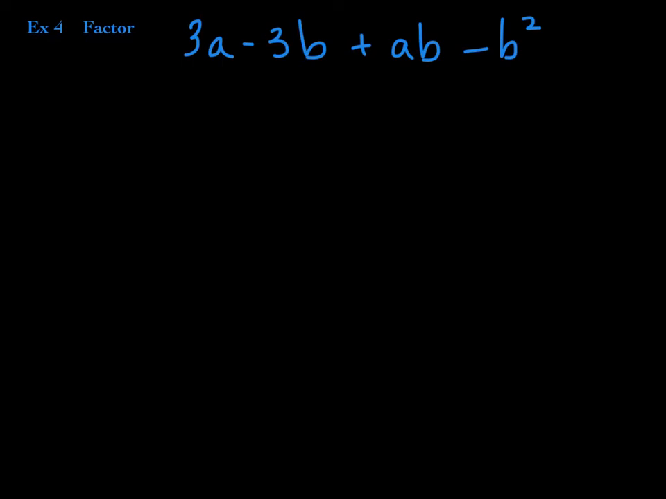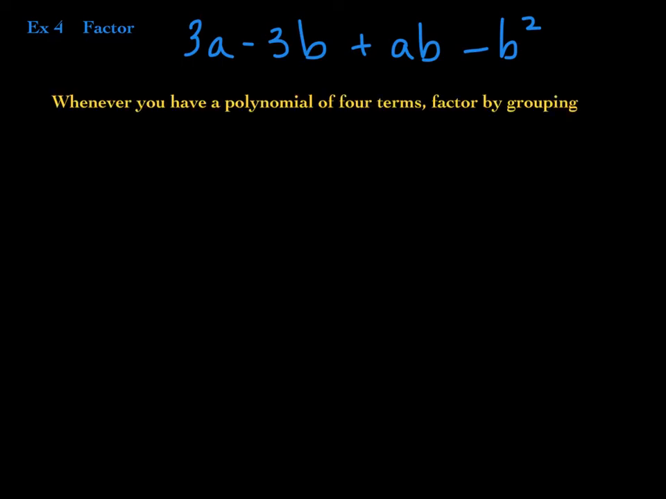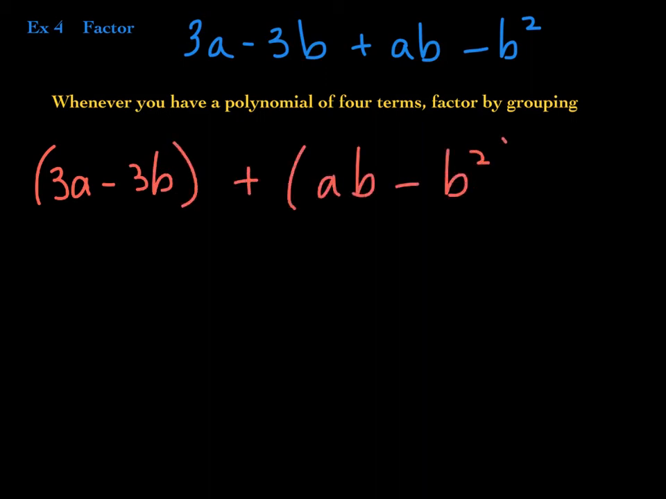Let's factor by grouping. All right, the first step for factoring by grouping is to put all 4 terms into 2 groups of 2 terms. Now I just have a habit of putting the first 2 terms together and then putting the last 2 terms together, like that, making 2 groups of 2 terms.